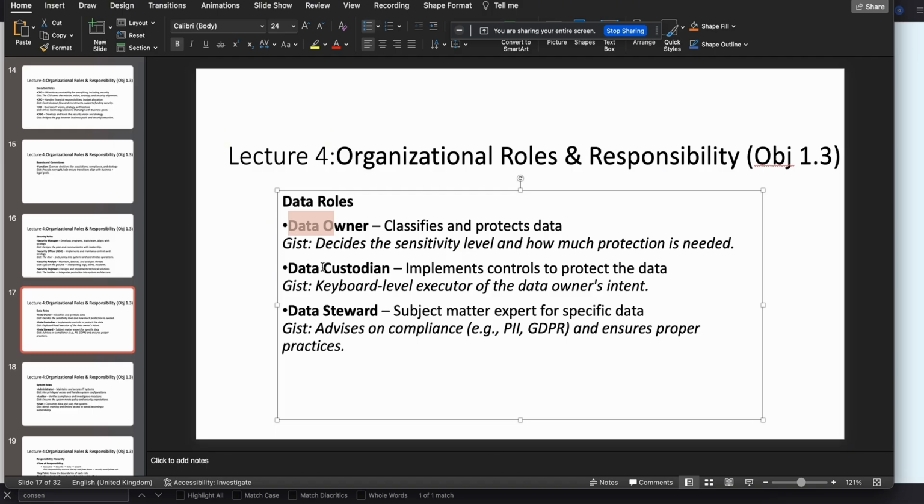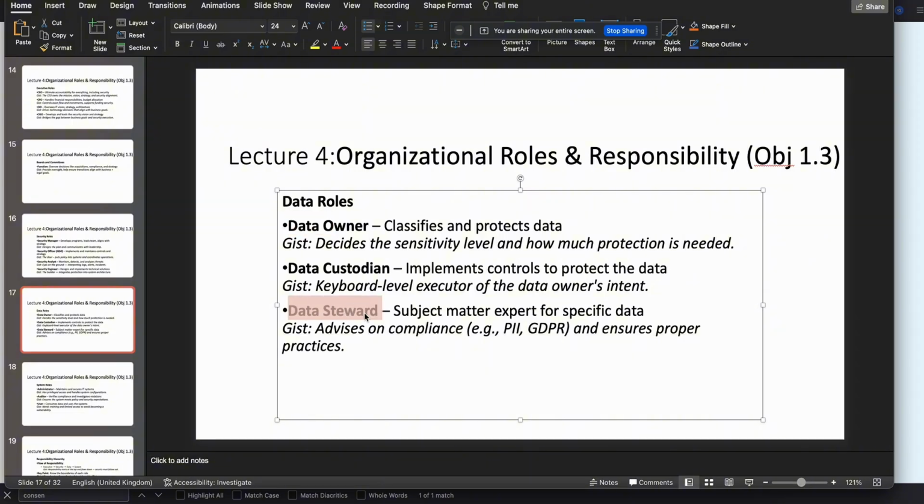Data custodian means your IT team. Just remember your IT team who maintain everyday day-to-day activity in respect of data. Remember, in respect of data, this is the key point here. Whoever is doing this, implementing control to protect the data, is the data custodian. And who does these things? Your IT team does this. Data custodian. And who is data steward?